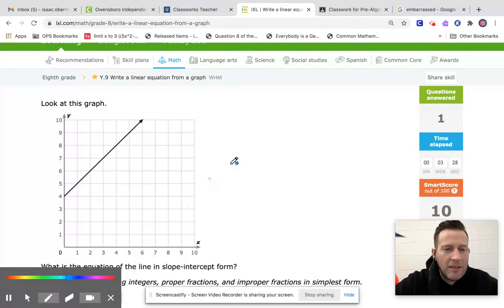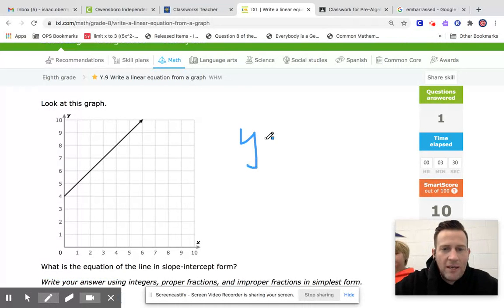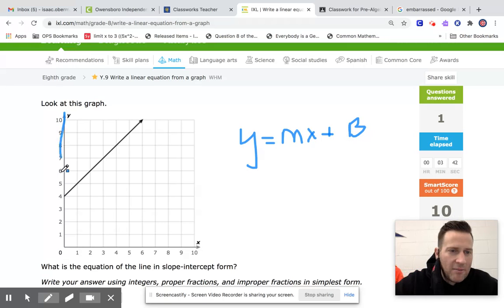Do the same thing here. We want y equals our slope times the x value, plus my y-intercept b. So I want to find where my y-intercept is. It's where it crosses the y-axis, or that blue line. So it's right there. So here's my first point at 4.